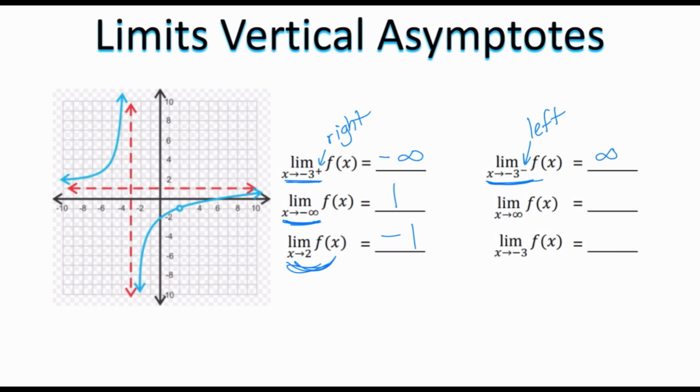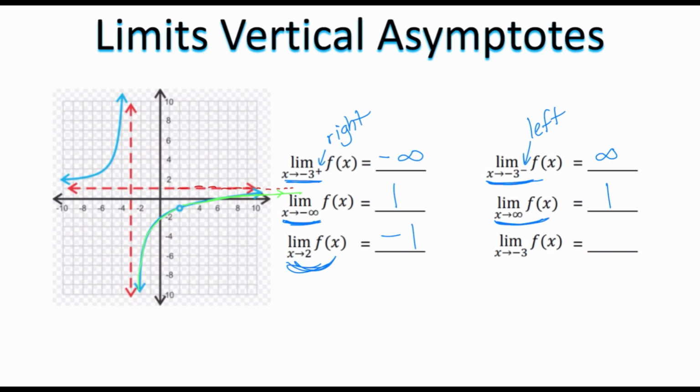Then the next part says to find the limit as x approaches +infinity. So here's my graph. I'm moving closer and closer to +infinity. And notice my graph, there is a horizontal asymptote. Because of that horizontal asymptote at +1, my graph is going to continue to get really close to it, but it's never going to touch it or cross it. Therefore, the limit as x approaches +infinity is also going to be equal to 1.